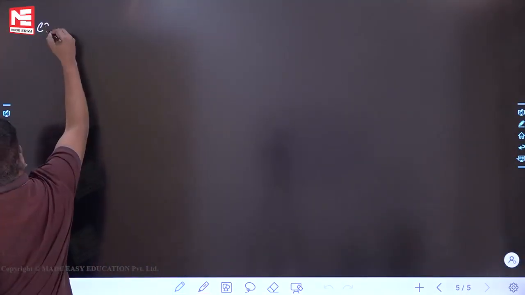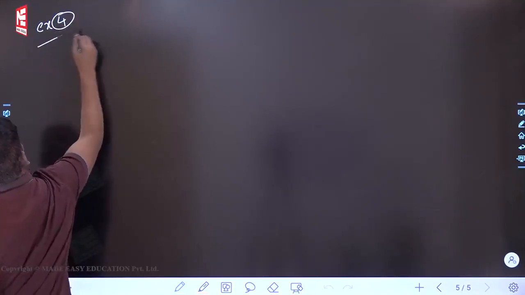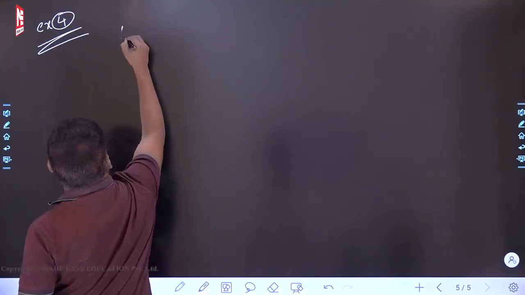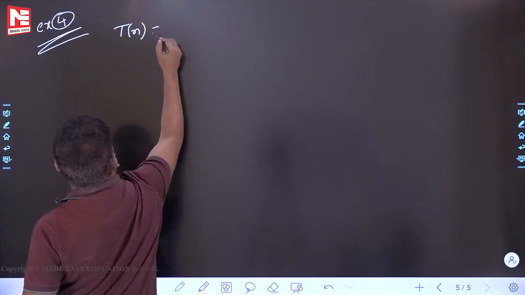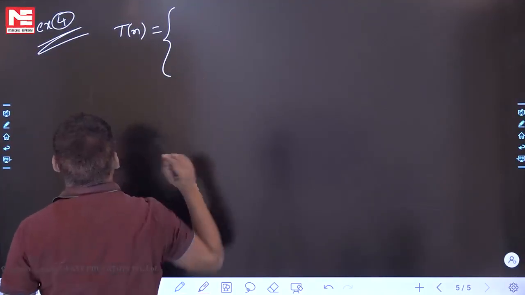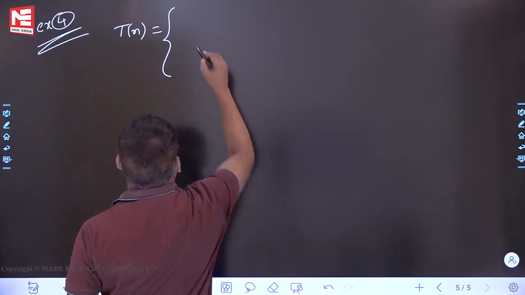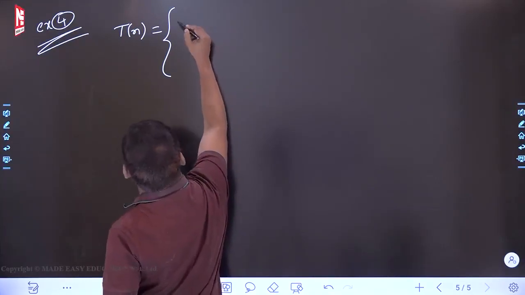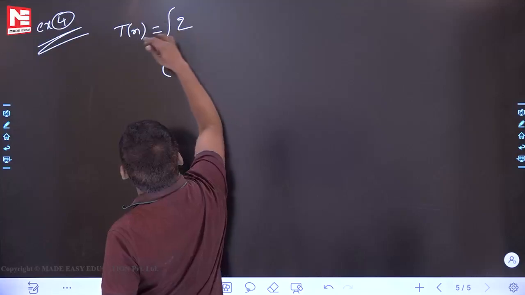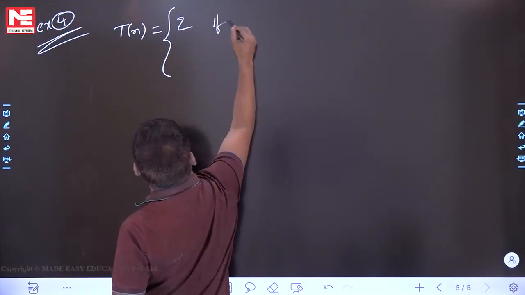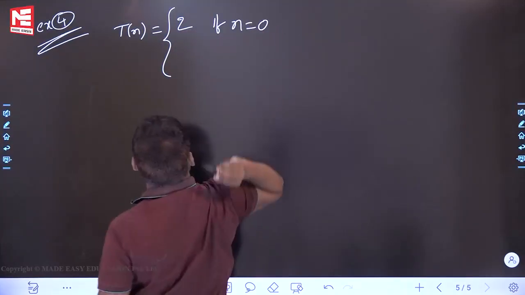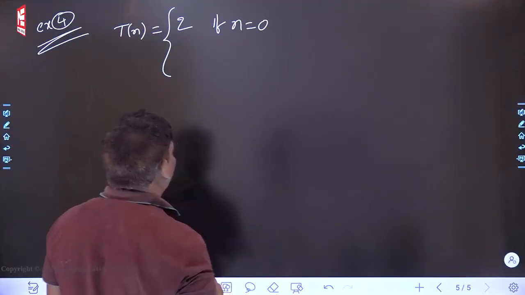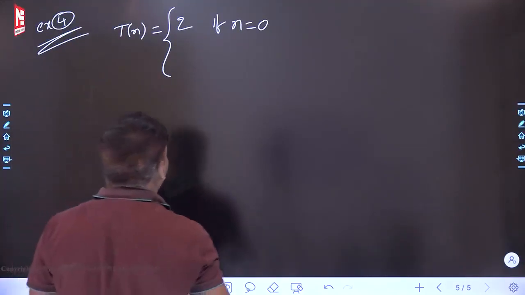Example 4. See this also. Tn is equal to 2 if n is equal to 0.